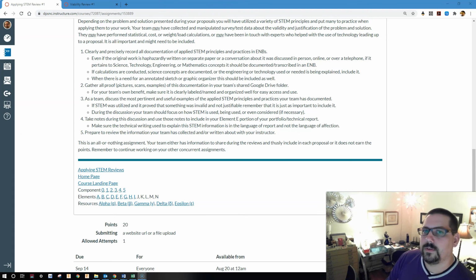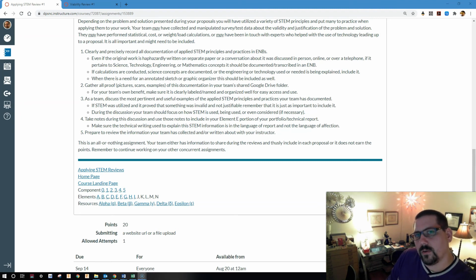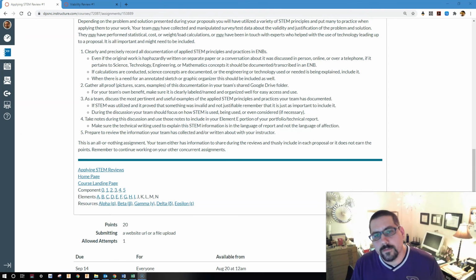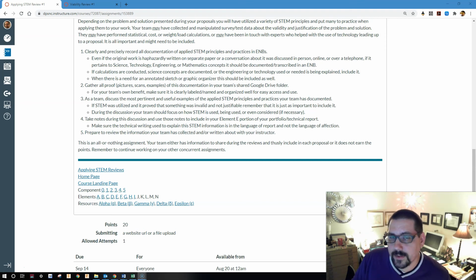Number 4, take notes. Take notes during the discussion. Someone from your team needs to take notes. Those notes can be included in element E's portion of your portfolio or technical report. Make sure that the writing used to explain this STEM information is in the language of report and not the language of affection. In technical writing, nobody cares about how you feel about some principle or math or technology. They only care about the facts.